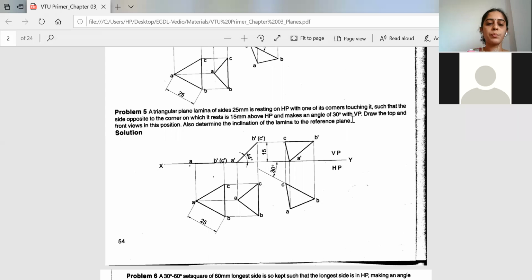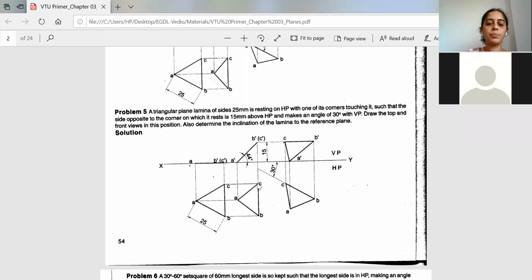So then it is told that the corner on which it rests is 15 mm above HP and it makes an angle of 30 degree to VP. Then you have to take 30 degree to VP here. You have to see which side has been resting, the side opposite to the corner on which it rests. So this is the corner on which it is resting, and this is the side opposite to it. So this side has to be inclined to the 30 degree line. So you will take the 30 degree line.